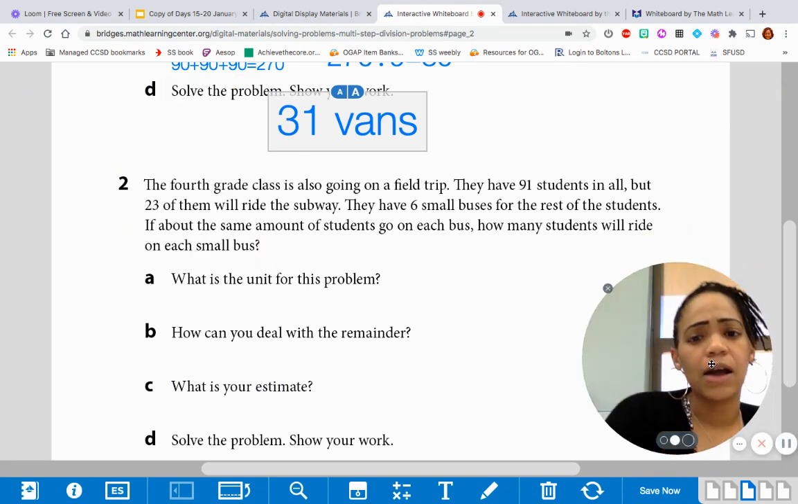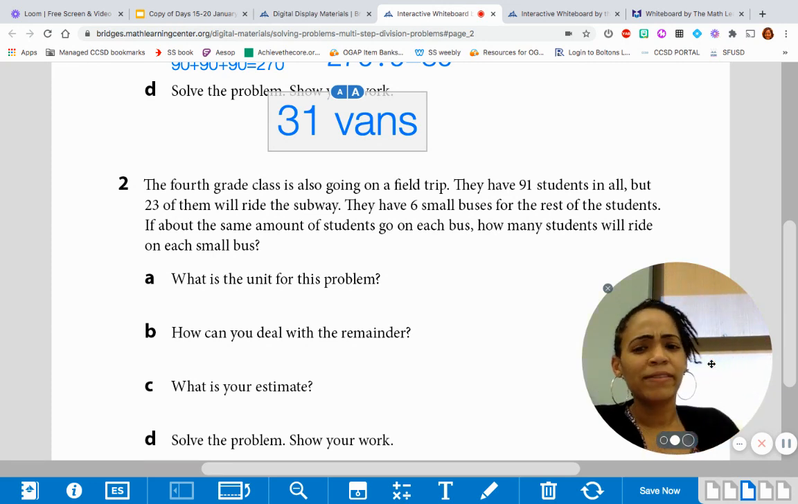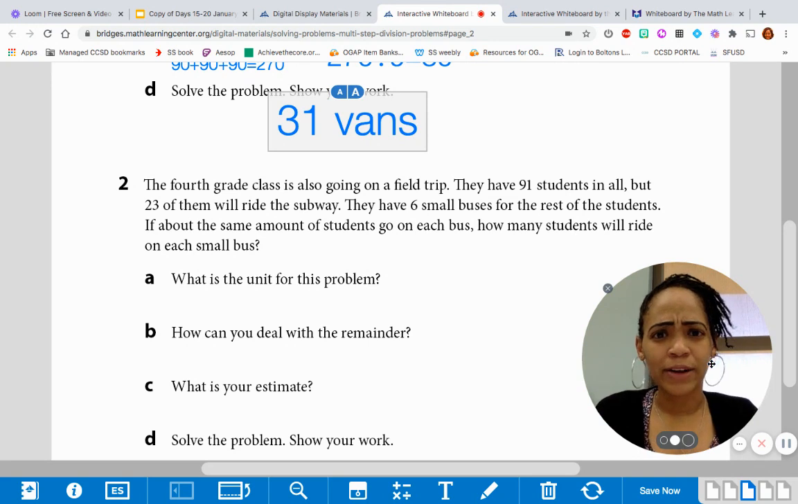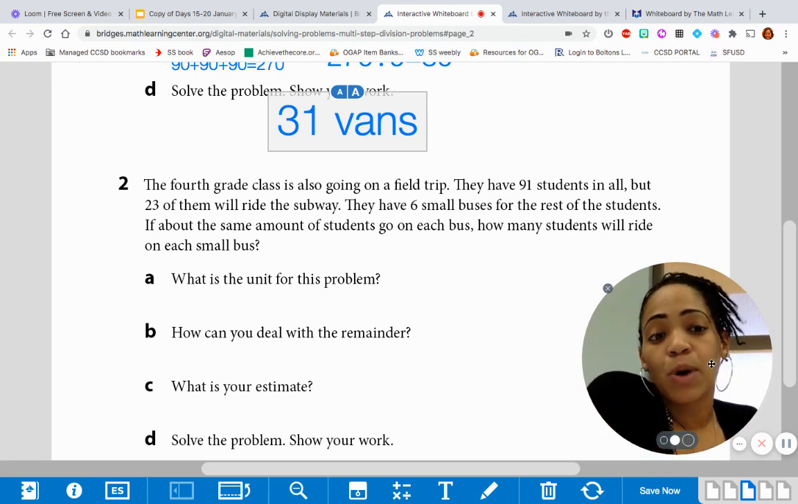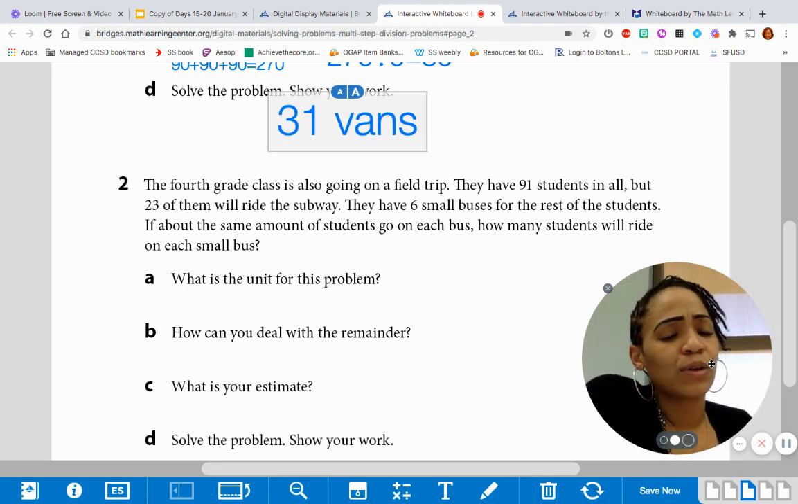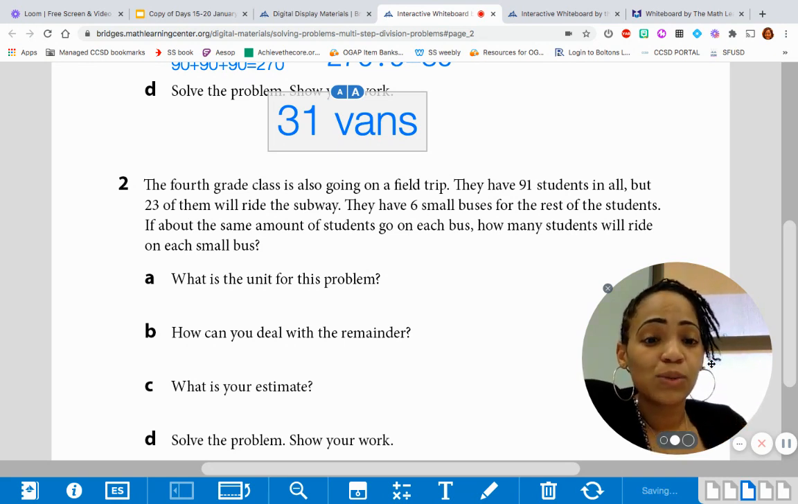4th grade class is now going on a field trip. They have 91 students, but 23 of them will ride the subway. Why they're going to ride the subway? No clue, but we're going to go with it. Then they have 6 small buses for the rest of the students. If the same amount of students go on each bus, how many students will ride on each bus? Well, let's do some work.